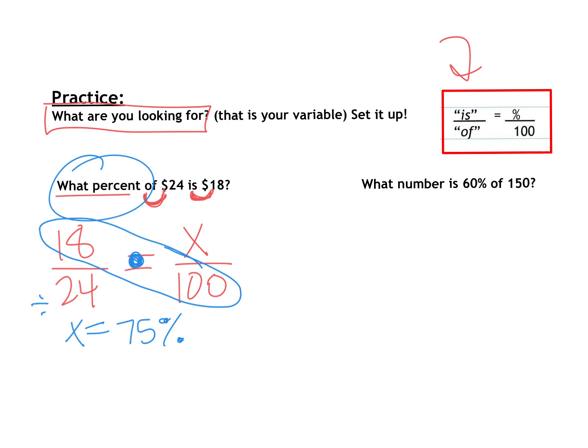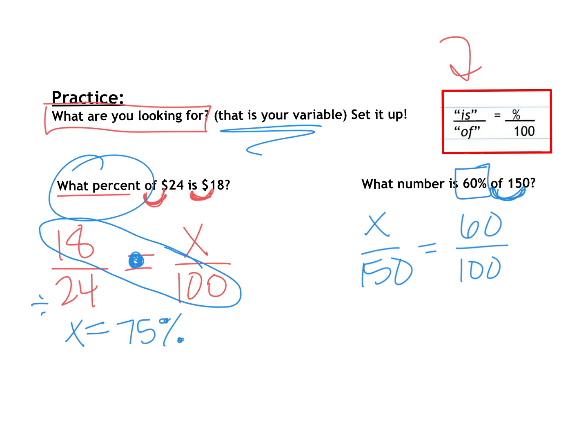Okay, let's try another one. What number is 60% of 150? So I'm going to set up my proportion. I know one of them is going to be the percent over 100. This time I'm given the percent, so I just drop the percent and put it over 100. Okay, the number I'm left with is of 150. Because the is is away from that, and of is right by the 150, I know that that's what I'm taking the percent of, and that's going to go on the bottom, and then my variable is going on the top. So my variable is what I am looking for.